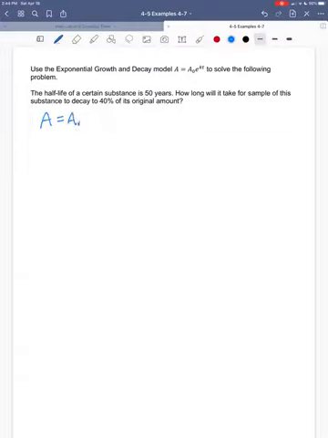We've got A equals A sub 0 times e to the kt. If we want 40% of its original amount, remember, of is times, and the original amount is A sub 0. So that means the amount that I want, that's A, is going to be 40% times A sub 0. So I'm going to put in 0.40 A sub 0 for A.